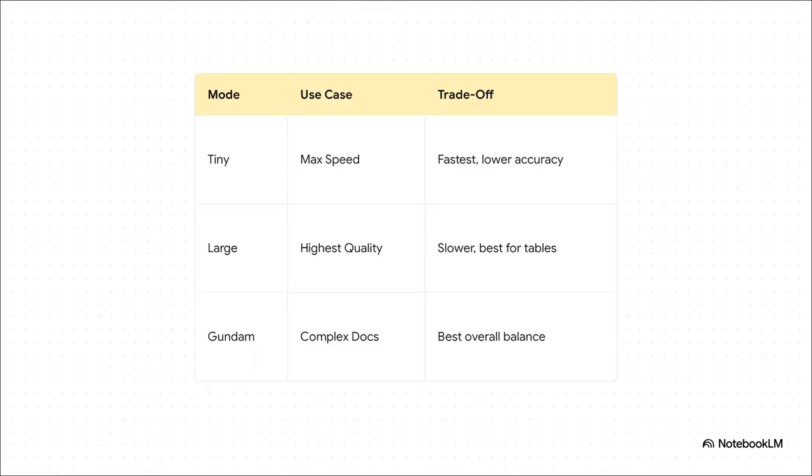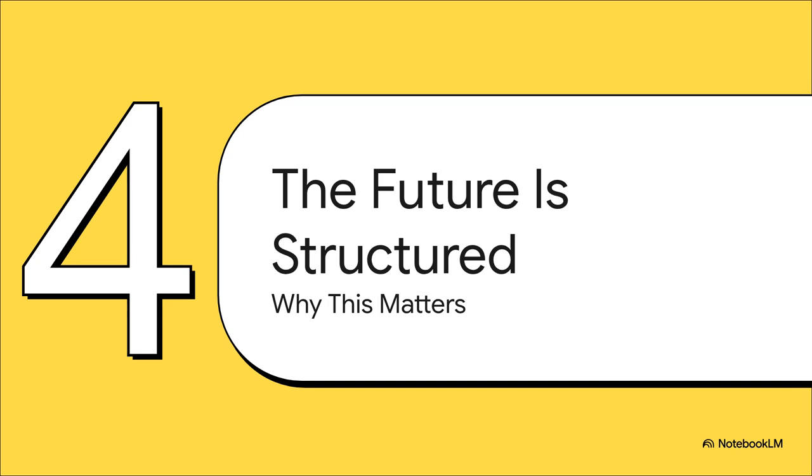What's also really cool is that it's not a one-size-fits-all solution. Developers can actually pick the right tool for the job. If you just need raw speed, you can use the tiny mode. If you're dealing with incredibly complex tables and need every detail to be perfect, you switch to large. And for most things, there's the Gundam mode, which kind of does it all, finding that perfect balance between speed and accuracy for you.